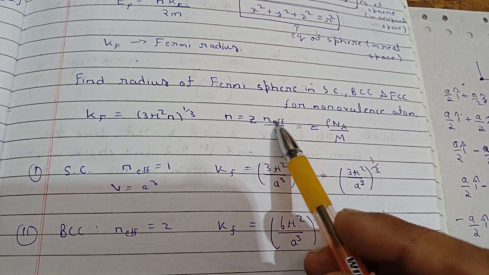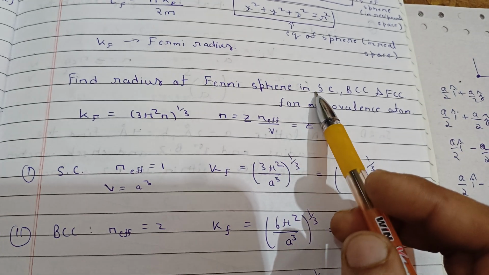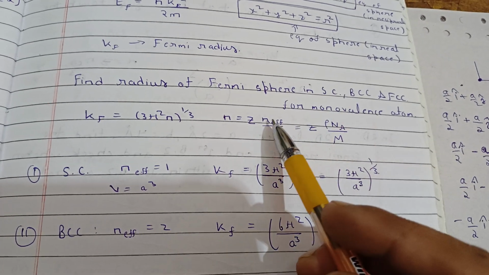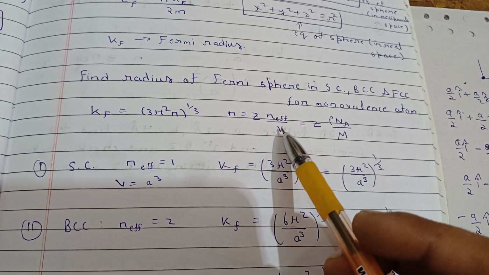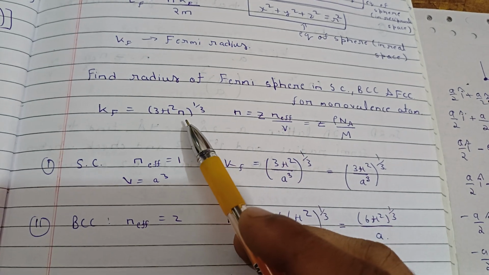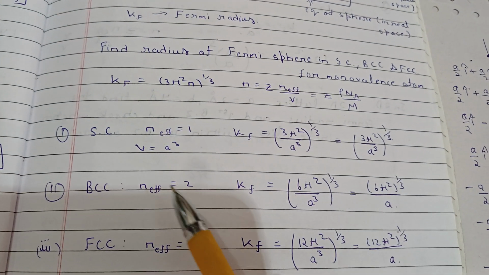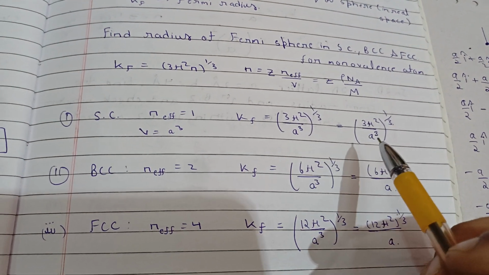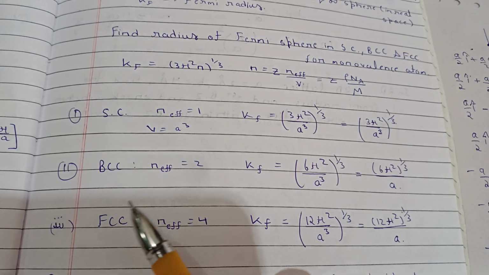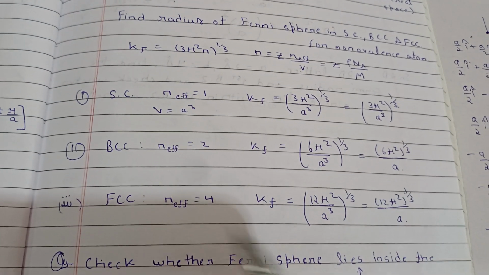So it is 1 for monovalent atom. So it will be the number of atoms. For simple cubic it will be 1. For BCC it will be 2. For FCC it will be 4. Okay. And the volume will be a cube always. So just substitute here. And we will get these. So for simple cubic it is 1, so 3 pi square divided by a cube, to the power 1 by 3. So this will be our Fermi radius. For BCC this will be the Fermi radius. For FCC this will be the Fermi radius.